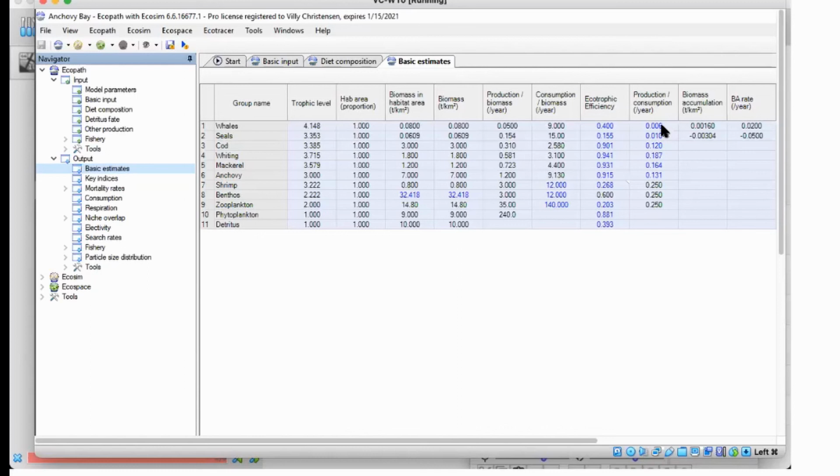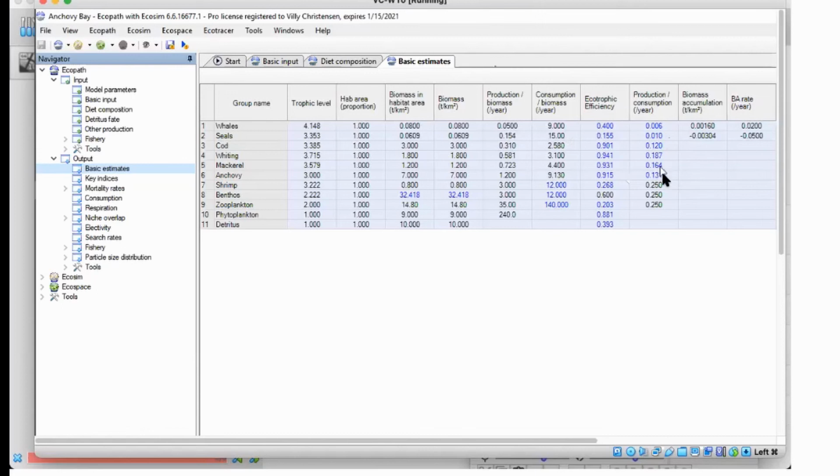But generally 10 to 30%. So if you look at that, for whales and seals, it's lower. Yeah, their respiration is much bigger and their productive output is much smaller. So they have low production biomass ratio and high consumption biomass ratio. That's fine. You even heard about that in this video. Cod 0.12 and up. See, these are generally on the low side, what you see here, especially for anchovy.